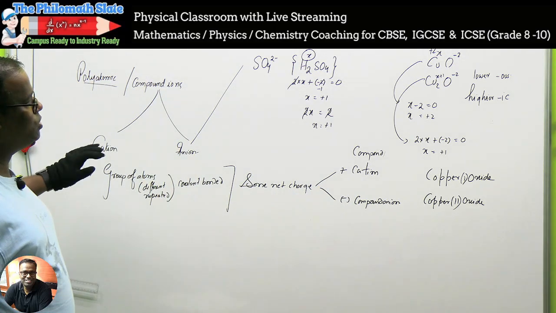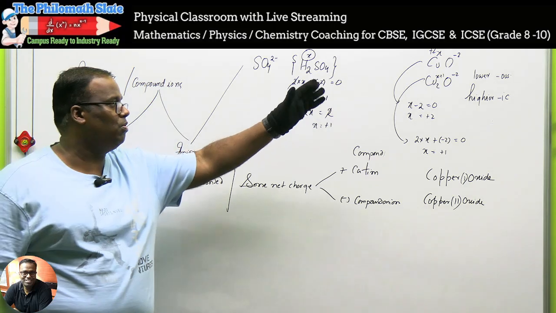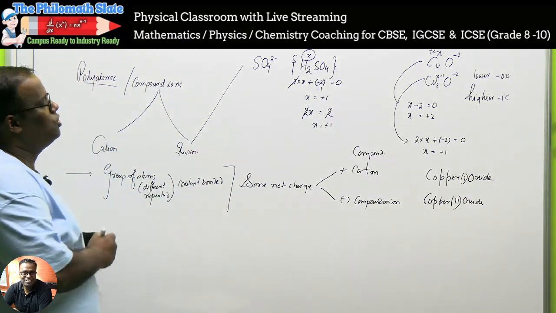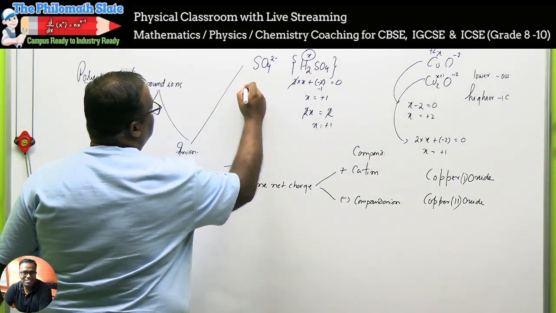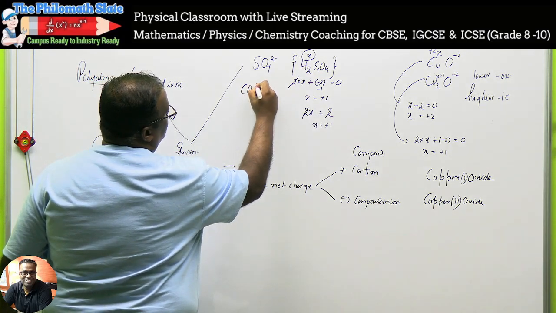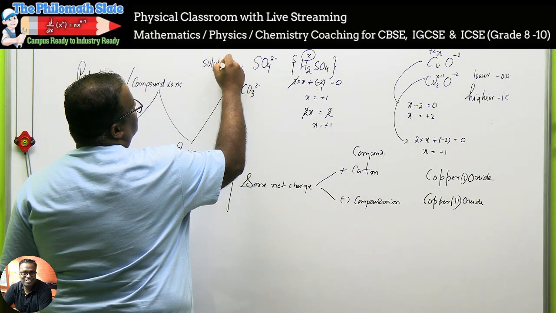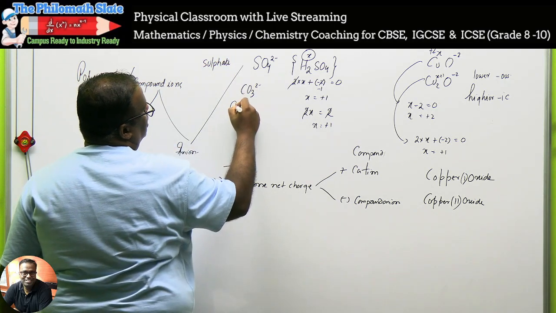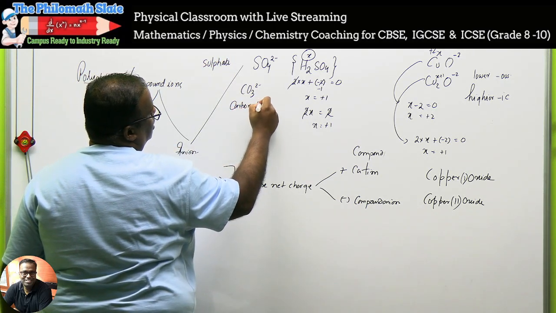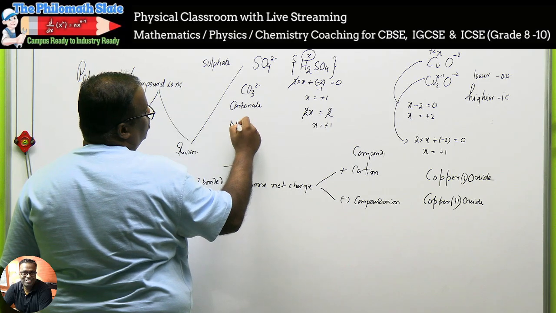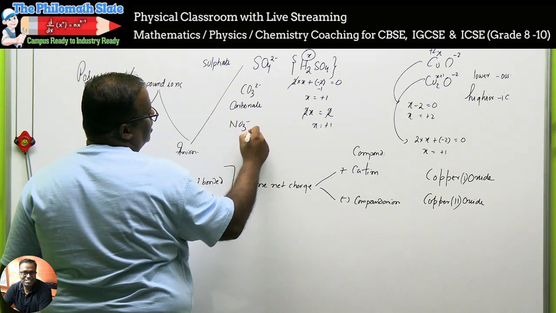So compound ions will have, like, this was just to make you understand oxidation number. So SO4 is 2 minus, then comes CO3 2 minus. Okay, this one is known as sulfate. Sulfate, carbonate. Then comes NO3 minus, nitrate.